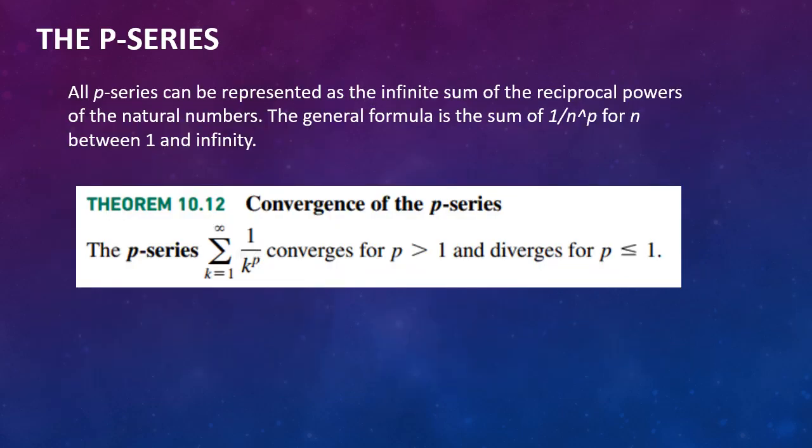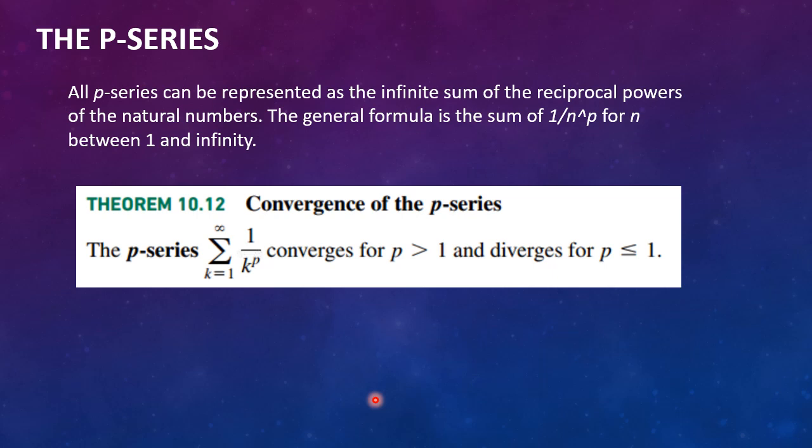Next, we're going to look at something called the p-series. All p-series can be represented as the infinite sum of the reciprocal powers of the natural numbers. The general formula is the sum of 1 over n to the p for n between 1 and infinity. And you can see that here. So it's the reciprocal powers of the natural numbers. So here we'd have 1 over 1 to the p, 1 over 2 to the p, etc. Okay, natural numbers are the counting numbers.